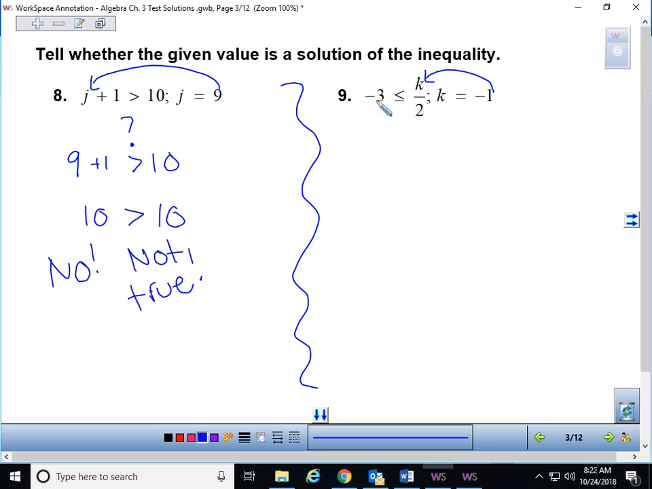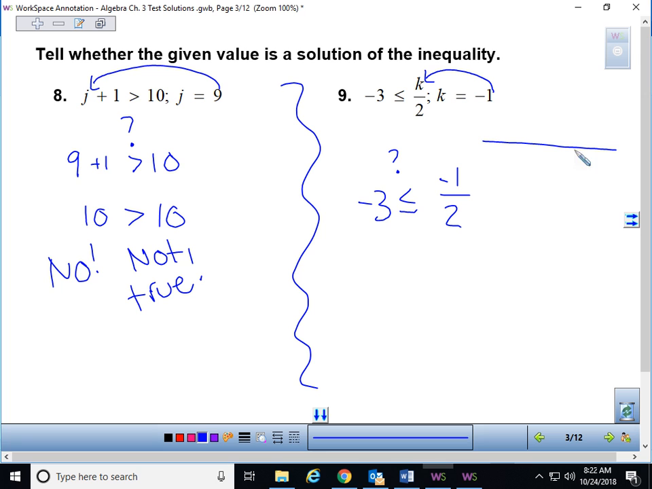So this gives me the inequality statement, -3 less than or equal to, with a question mark, I'm not sure yet, less than or equal to, instead of writing k, we'll have -1 over 2. Well, let's see. -3 less than or equal to -1/2. If it's actually greater than -3, it would mean it's closer to 0. Well, that's definitely a true statement.